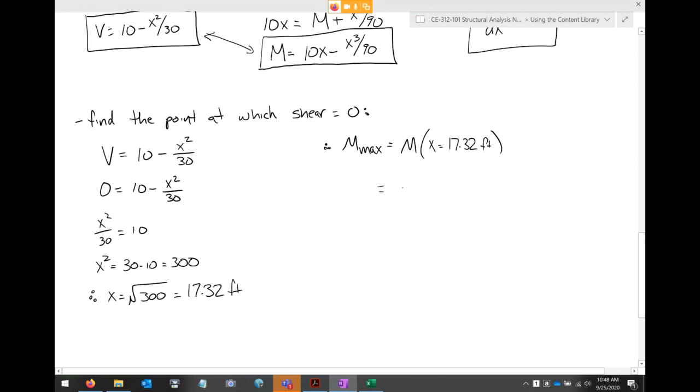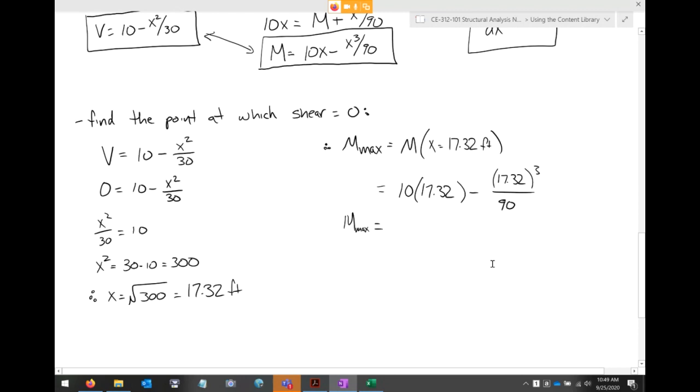So 10x minus x cubed over 90. What do we get for M max? Anybody got a number for me? Anybody out there? Hello? Is my connection failing? I can hear you.